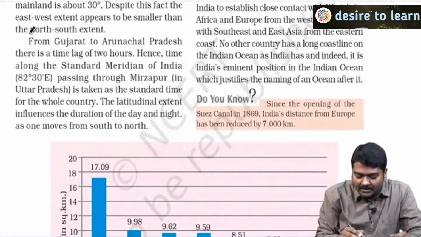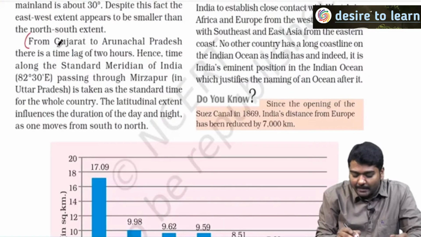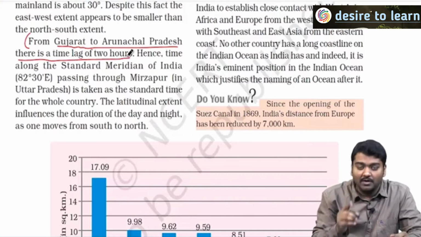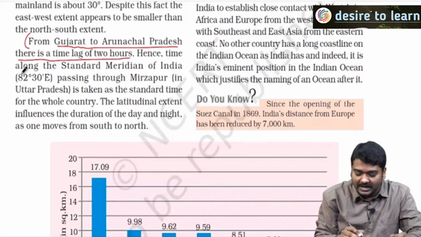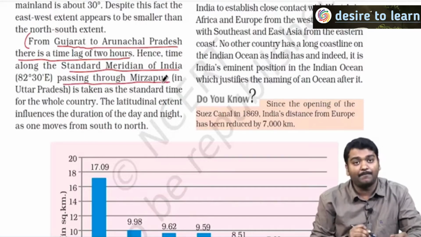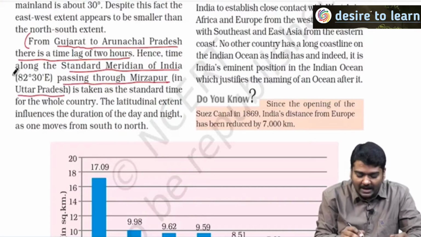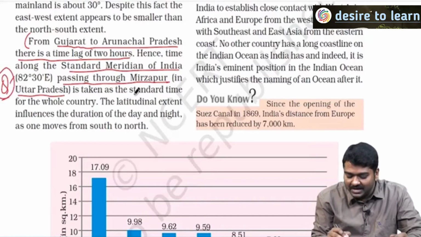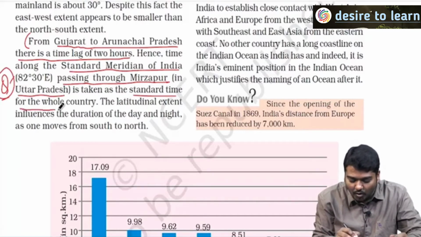And then you have to look at this particular paragraph where they are talking about Gujarat to Arunachal Pradesh. There is a time lag of 2 hours. I told you 30 degree. Hence, the time along the standard meridian of India passing through Mirzapur in UP is taken as the standard time for the whole country. This question can be asked. Please be careful, it is a prelims based factual question.